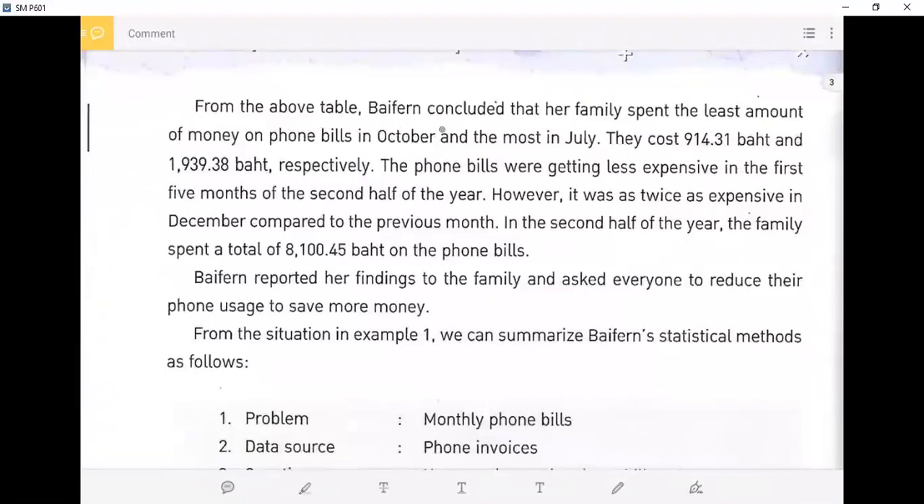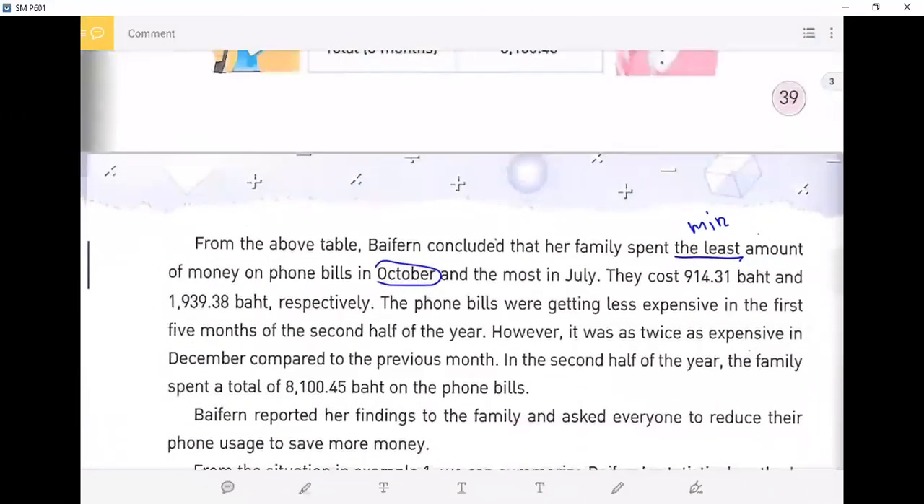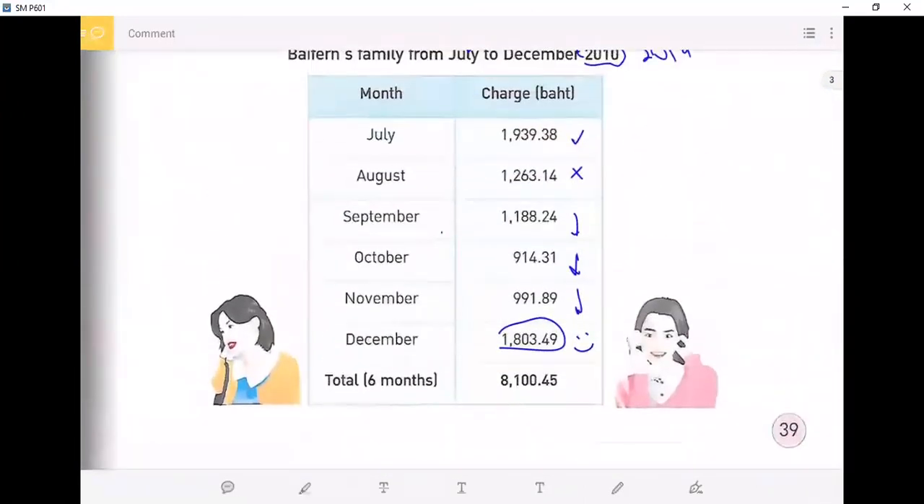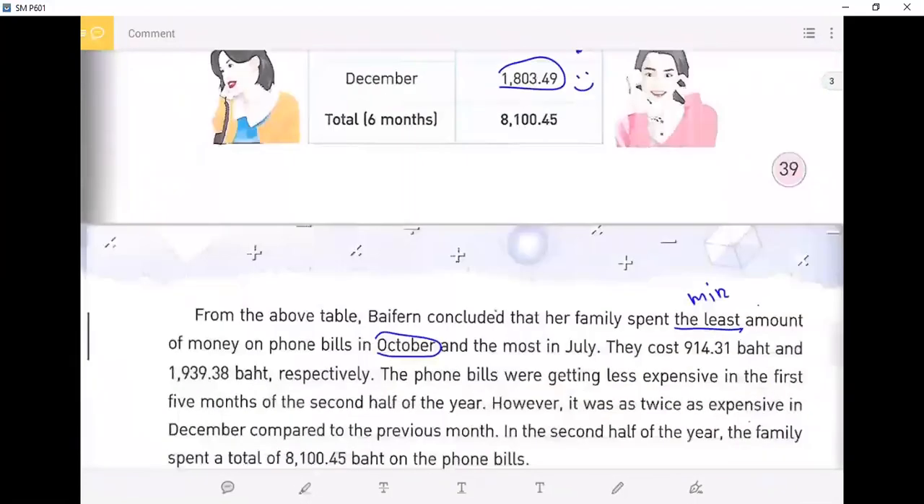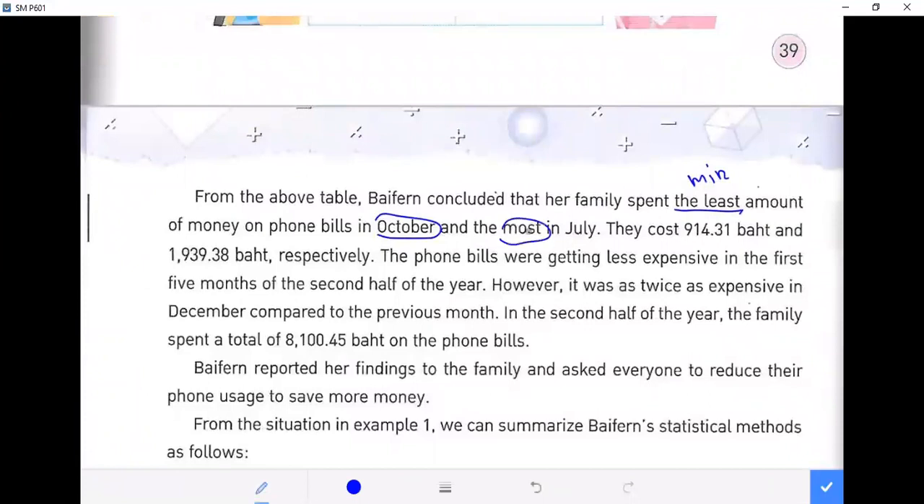Let's say Fern concludes that her family spent the least amount, the minimum, right? Spend the smallest number in October. If you want to see, you can go back, right? In October, 914 baht, that is the smallest. And then most in July, most is like max. She spent the maximum in July.